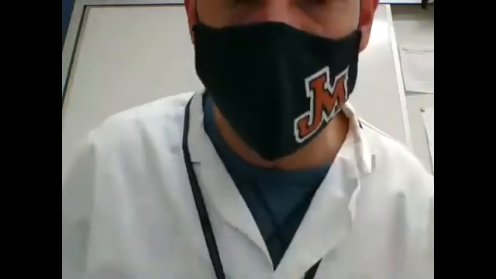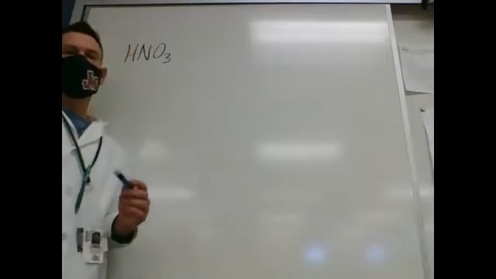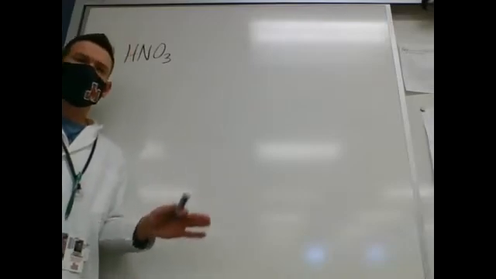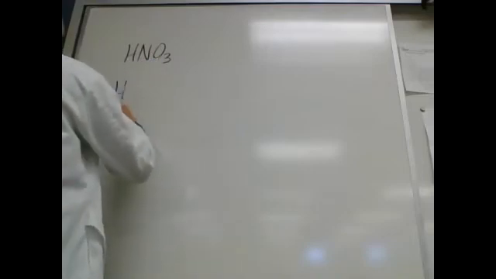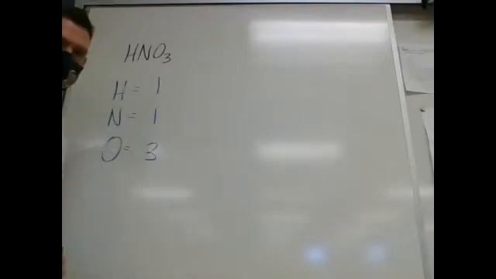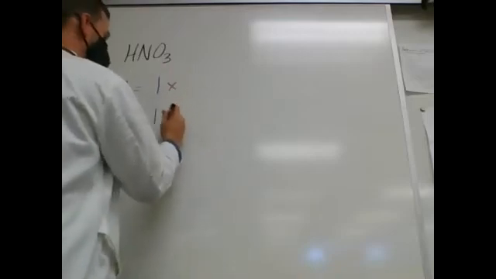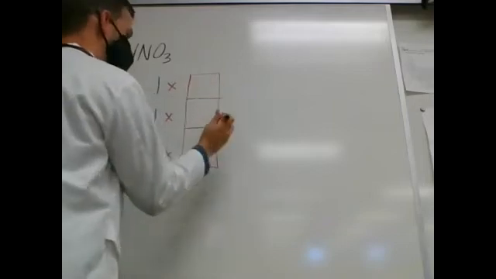So let's start by examining nitric acid. So there's my nitric acid, and what my problem wants us to do is find the oxidation state of each part of that compound. All right, here's my methodology for doing so. I'm going to break it into its parts, and I'm going to count the number of atoms of each. I want to multiply that count by the oxidation state.